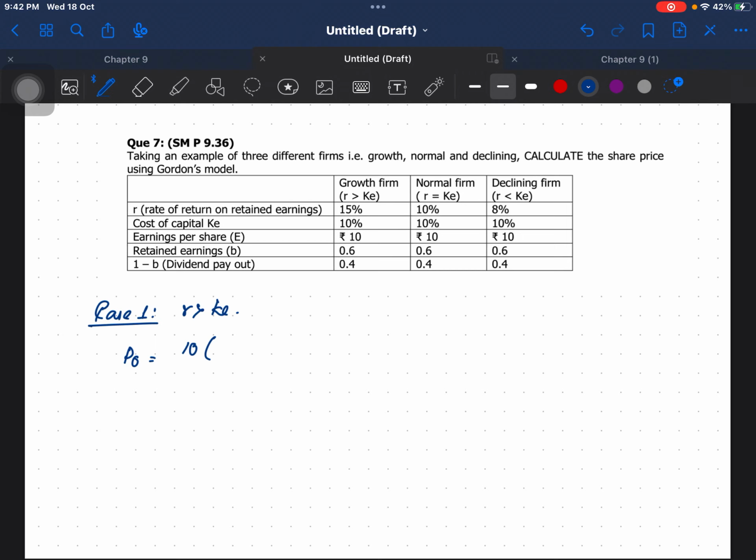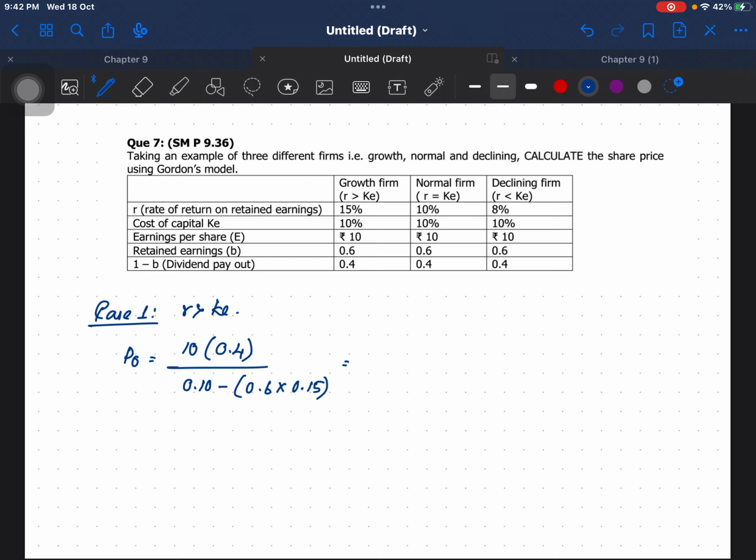Then 1 minus B, where B is the retention ratio. So 1 minus B is 0.4. Then KE is 0.10 minus B into R. B is 0.6 and R is 0.15. So that will give you how much?